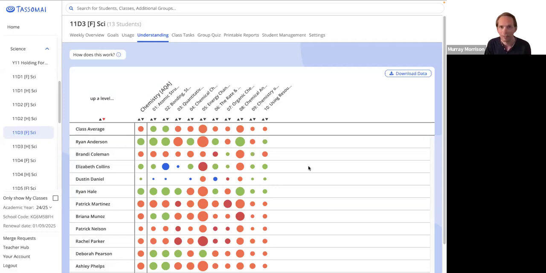Okay, so that's the dots grid, and it applies in history and geography and computer science and every other subject we do, maths, every other subject. We analyze the data like that.